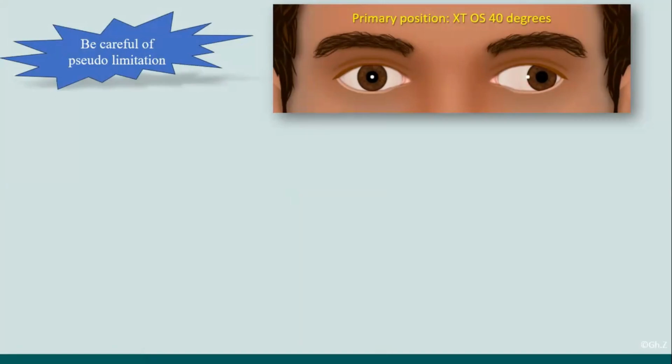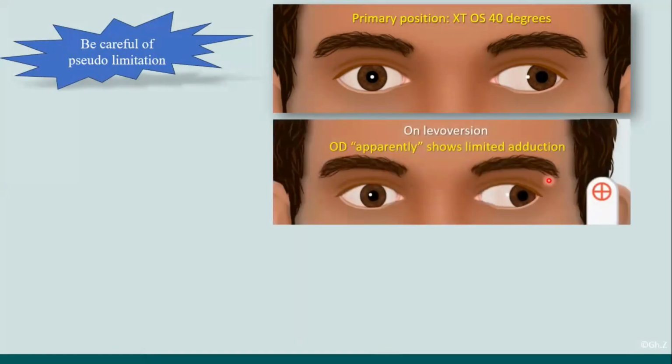If we are going to test version, like here, levoversion, what's the meaning of levoversion? Version means both eyes are open, and levoversion means looking to the left side. Usually this patient will use this eye as the fixating eye, because it's easier for him to follow the target on the left side. The right eye apparently will show limited adduction once more.